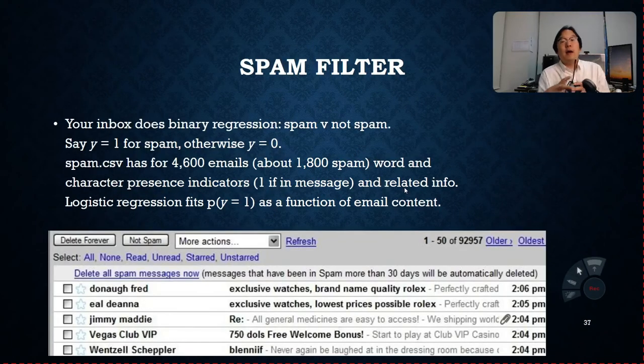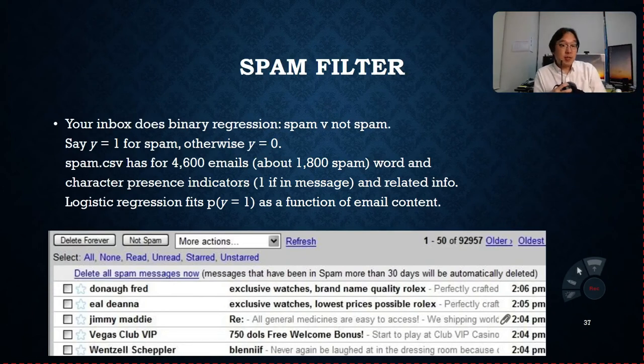Anyway, here the textbook author gives you spam filter data. Okay, work with this one next week, right? Your inbox does binary regression, spam versus non-spam. The response. Here the spam data is about email filtering, right? Spam filtering automatically, whether this email is a spam versus not, right? 1 versus 0. That binary response will be there, right?